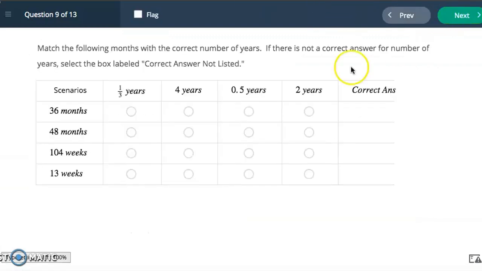Number 9, when we are using simple interest, we need to make sure that our time is listed in years. So this is just converting. 36 months is how many years? 48 months is how many years? Well, there's 12 months in a year, so you would divide by 12. If the correct answer is not listed, you'll just write here, correct answer is not listed.